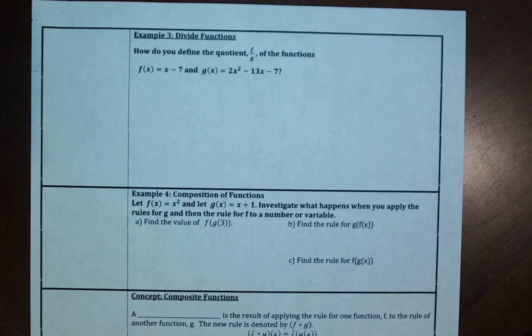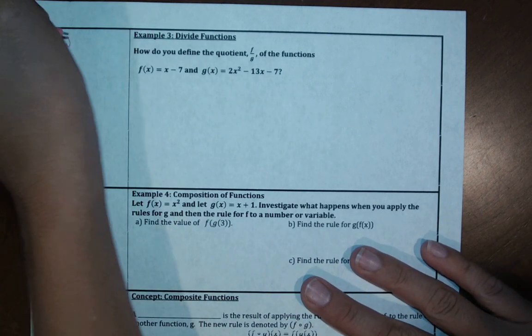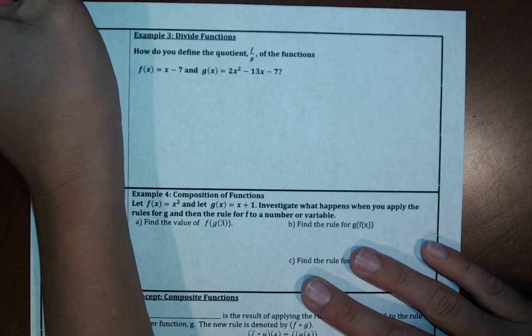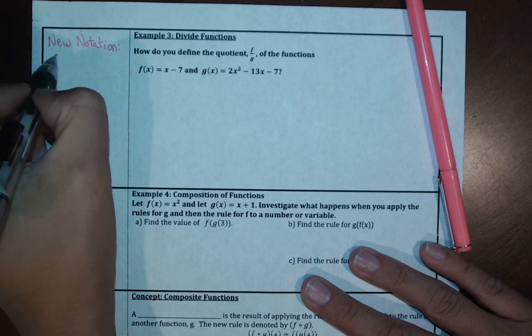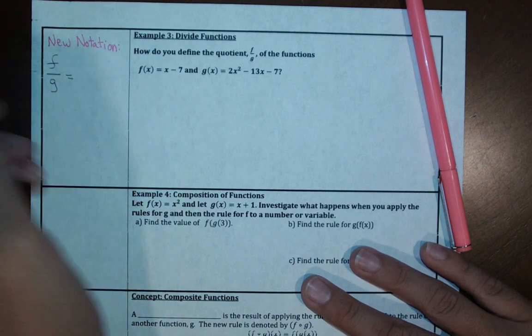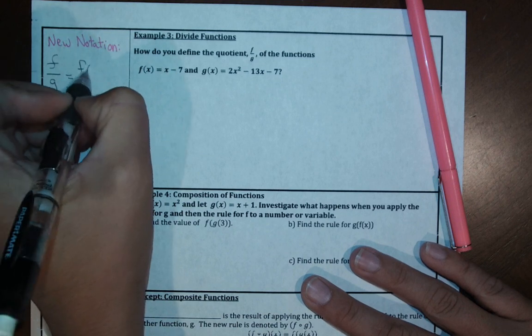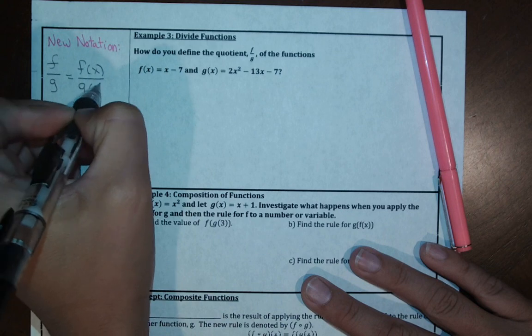Okay, moving on to example 3. It says, how do you define the quotient f divided by g of the functions? So again, we have some new notation here. f over g is a notation asking us to take our f function and divide it by our g function.